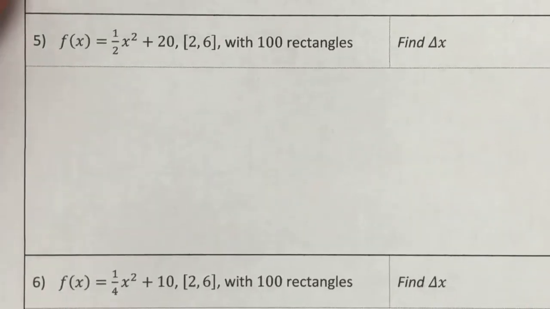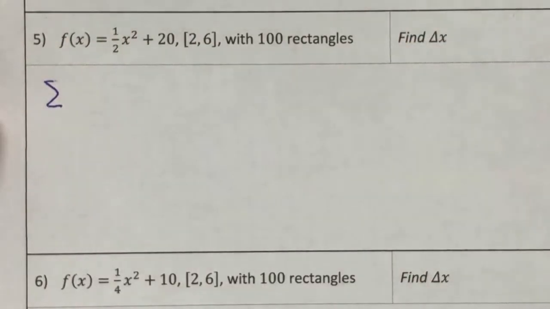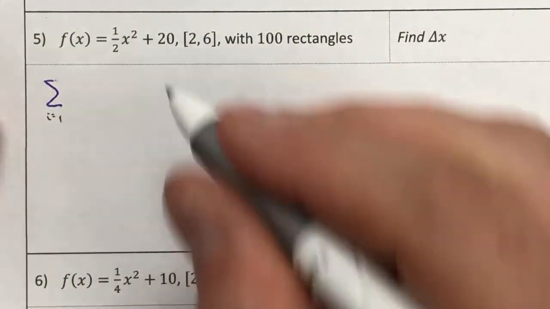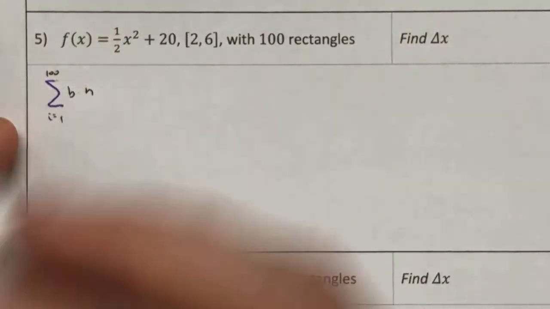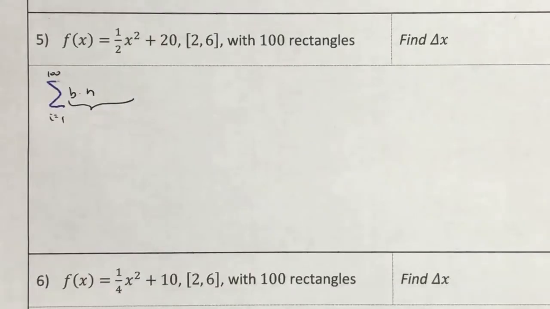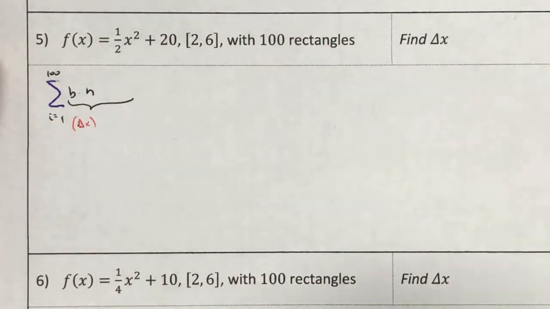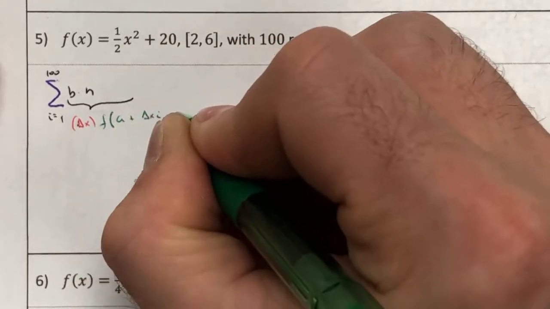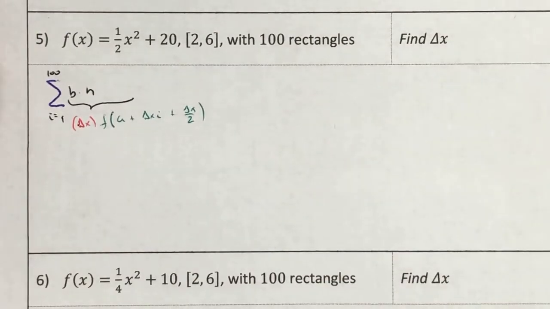Okay, so let's see. So we know we're dealing with a sum. I know my sum is going to be from 1 to, in this case, 100 rectangles. Boom. So we're going to have a big old thing. Base times height. I need to figure out what is the base and what is the height. Well, I know the base in this case is going to be delta x. And the height is going to be all these midpoints. So a plus delta x i plus delta x over 2.